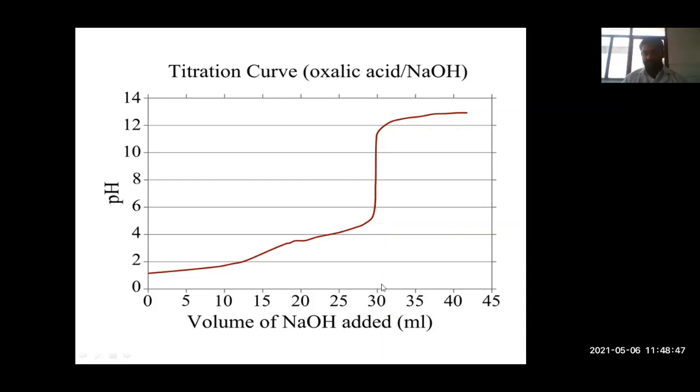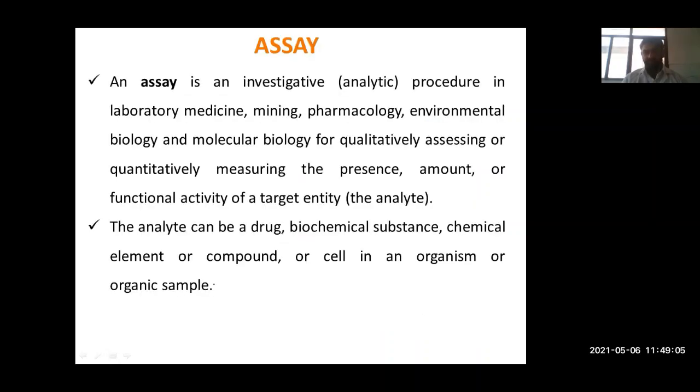The solution is neutralized at 30 ml. And after that, it rises steeply. When all the acid has been replaced with the base, the pH starts to increase in the basic range. This is a normal titration curve.